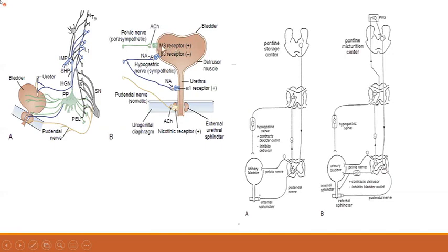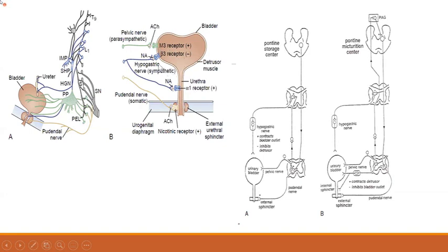The parasympathetic supply acts by the muscarinic M3 receptors, and activation of the parasympathetic nervous system causes contraction of the bladder and passage of the urine. So with M3 receptors, the detrusor muscle is contracted, the urethra is relaxed, and the external urethral sphincter is relaxed via the pudendal nerve, and urine is passed.